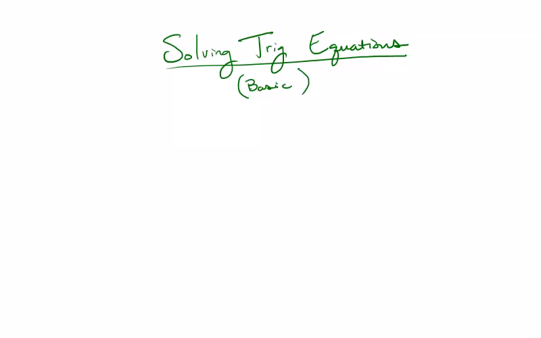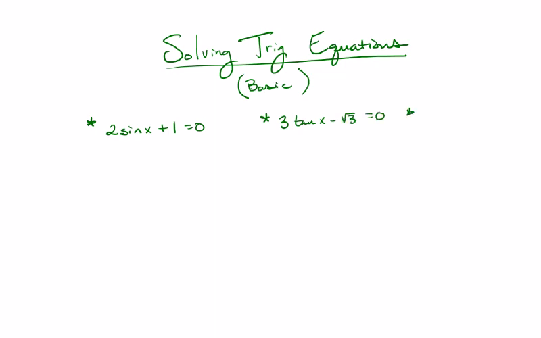In this video, I'm going to talk about solving trig equations, but it's going to be really basic. So a trig equation looks something like the following. It could be, say, like 2 sine of x plus 1 equals 0. Excuse me, it could be 3 tangent of x minus rad 3 equals 0.